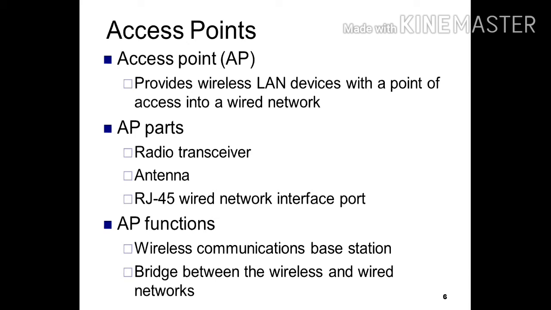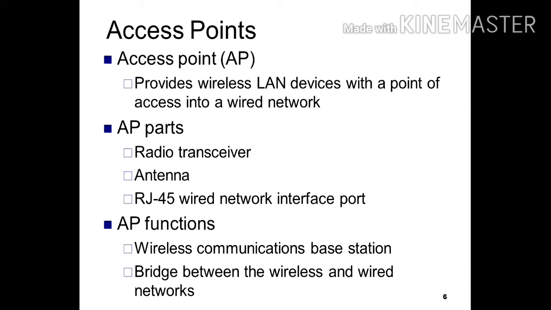So access point is nothing but a wireless router. Technical name for wireless router is an access point. Access point is, as the name suggests, a point of access to wired network. You can say access point can act as a bridge between wired and wireless network. So we have already seen wireless router when we had worked on infrastructure mode of wireless LAN in our lab course. So what are the parts of access point?